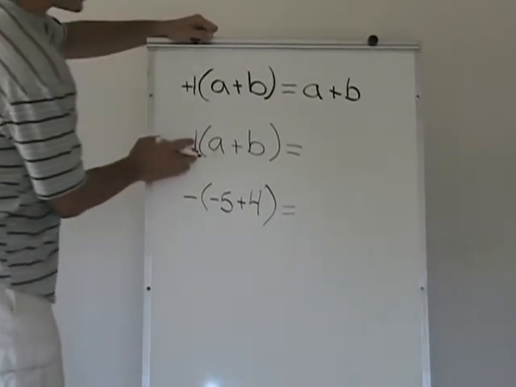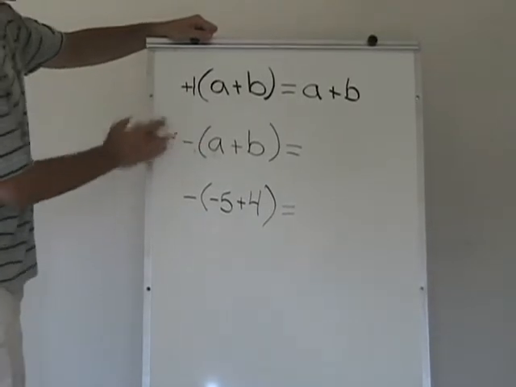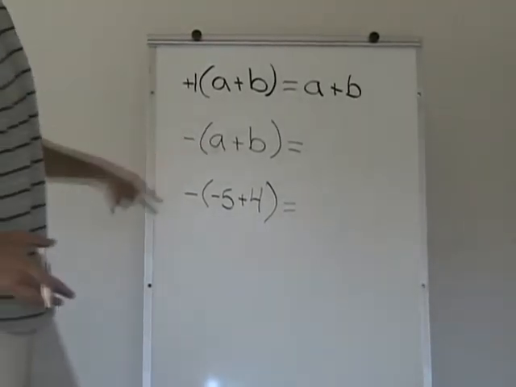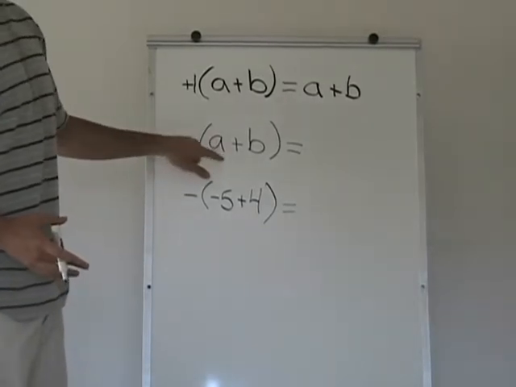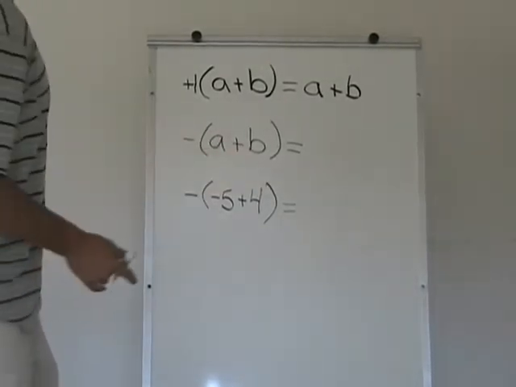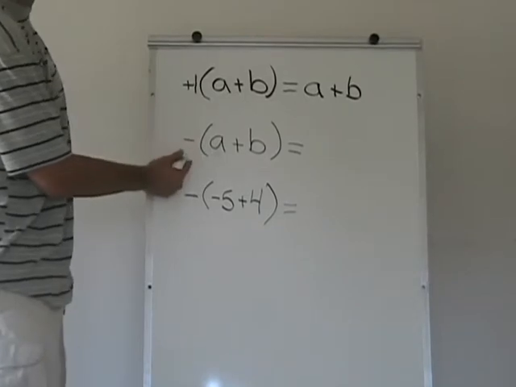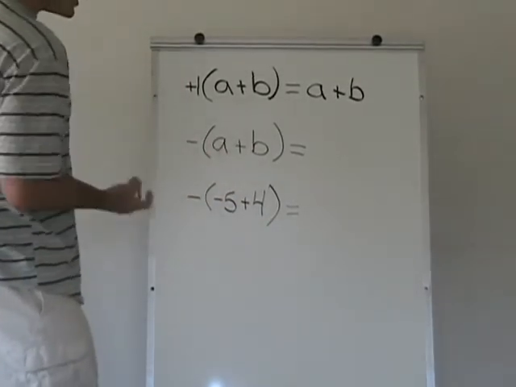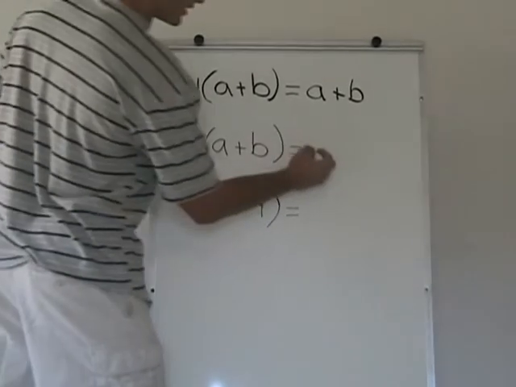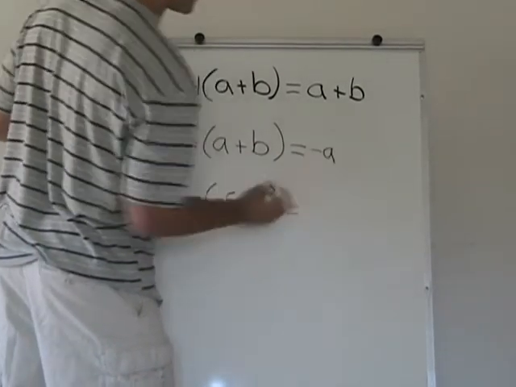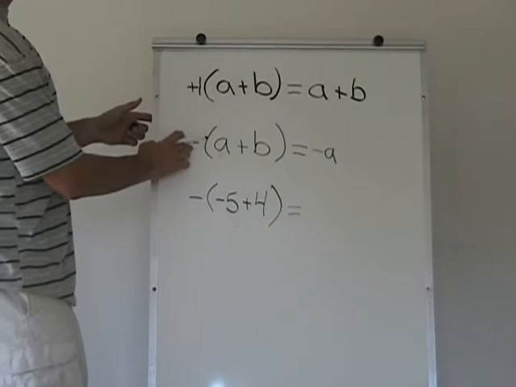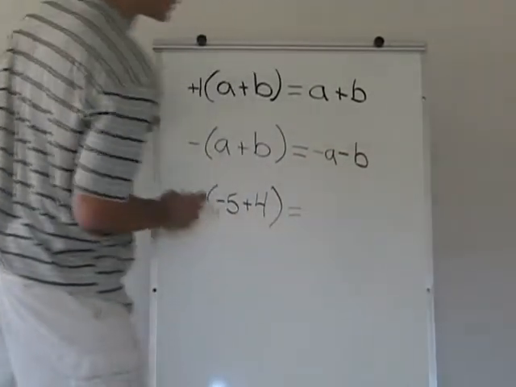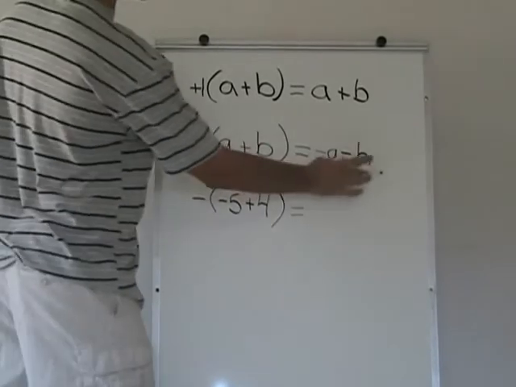Now if you're taking a negative outside the parentheses, you're going to have to distribute this negative through the parentheses. And like I said, this is just like taking -1 times each one of these terms. So if you take -1 times a, you're going to get negative a. -1 times b is negative b. So without the parentheses, this right here will be equal to that.